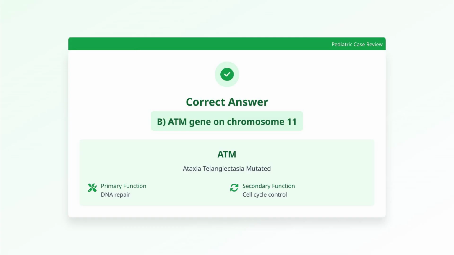Ataxia telangiectasia is caused by mutations in the ATM gene, which stands for Ataxia telangiectasia mutated, located on chromosome 11. This gene provides instructions for making a protein that helps control cell division and is involved in DNA repair. When the ATM gene is mutated, cells cannot properly respond to DNA damage, leading to genomic instability.